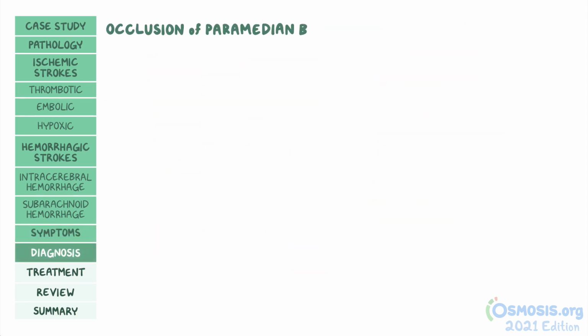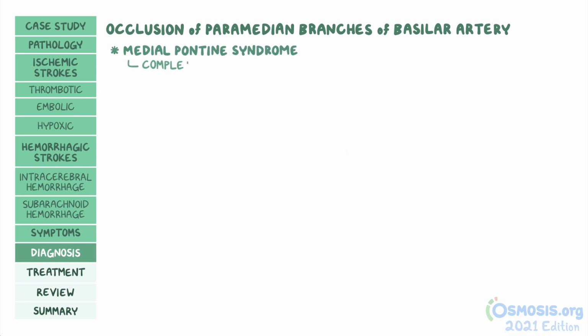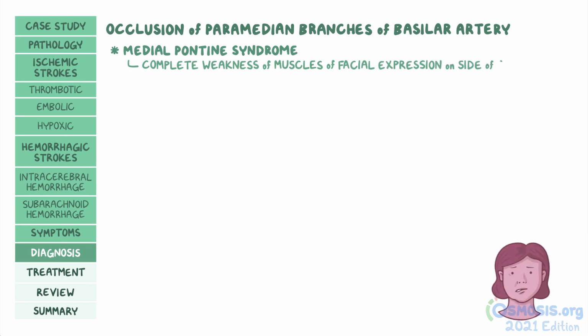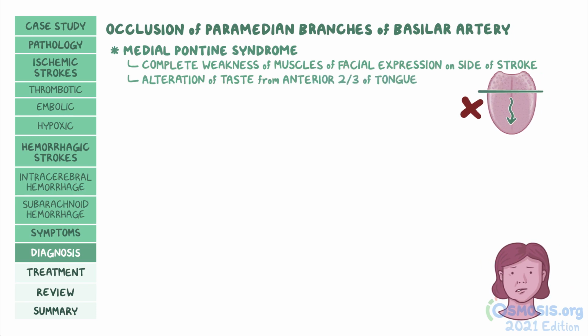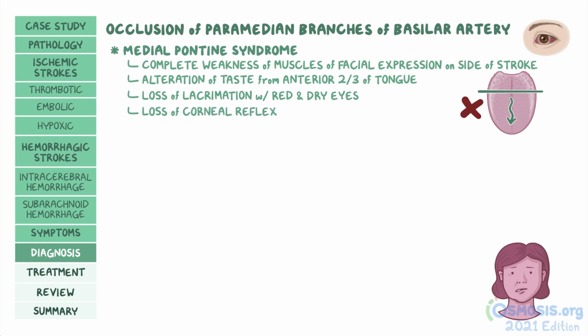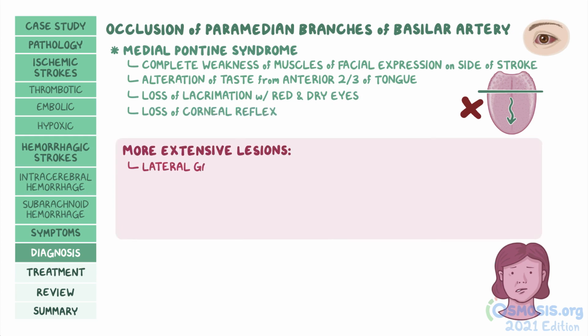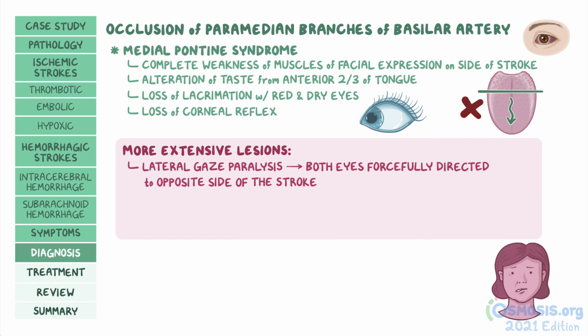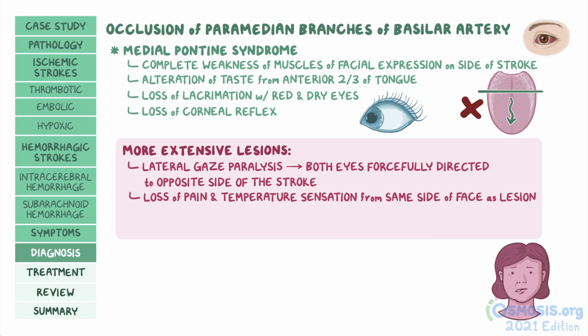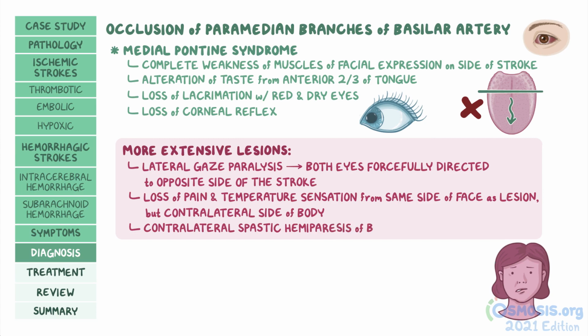Moving on, occlusion of the paramedian branches of the basilar artery leads to medial pontine syndrome, in which there's complete weakness of the muscles of facial expression on the side of the stroke, as well as alteration of taste from the anterior two-thirds of the tongue, loss of lacrimation with red and dry eyes, and loss of the corneal reflex. More extensive lesions may present lateral gaze paralysis, in which both eyes are forcefully directed to the opposite side of the stroke. There's also loss of pain and temperature sensation from the same side of the face as the lesion, but from the contralateral side of the body, as well as contralateral spastic hemiparesis of both limbs.